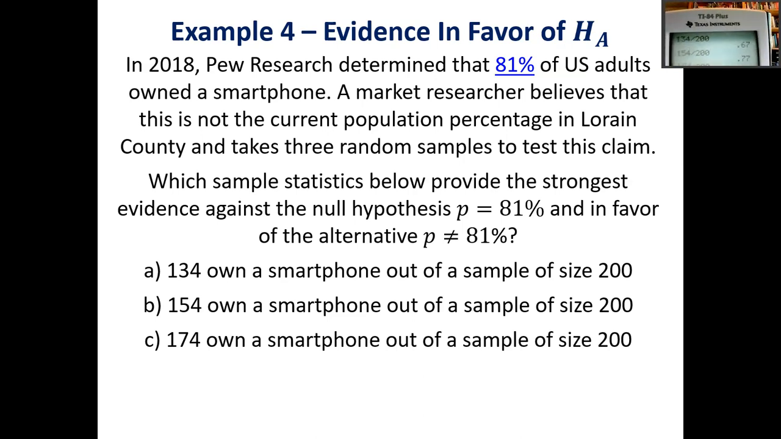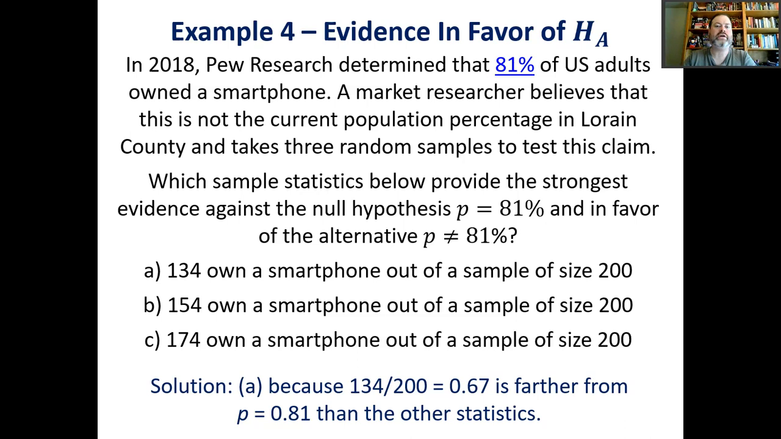So 134 out of 200 is 0.67. 154 out of 200 is 0.77. 174 out of 200 is 0.87. So which of these statistics, p hat equals 0.67, 0.77, or 0.87, those are all p hats, they're different p hats, but we can call them all p hat. Which one provides the strongest evidence that p is not equal to 81%?